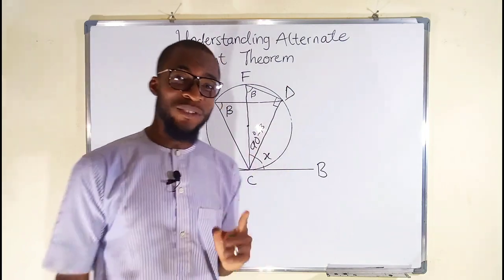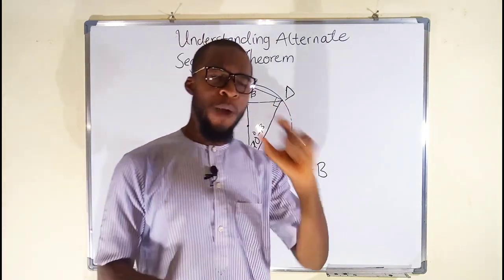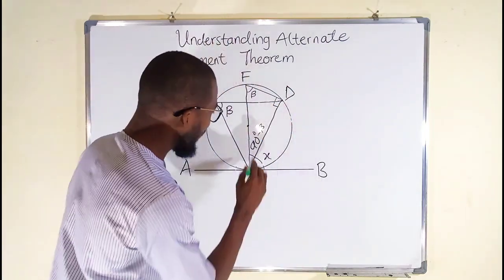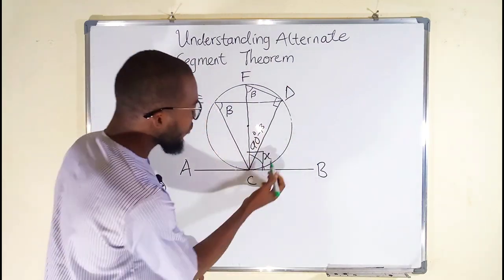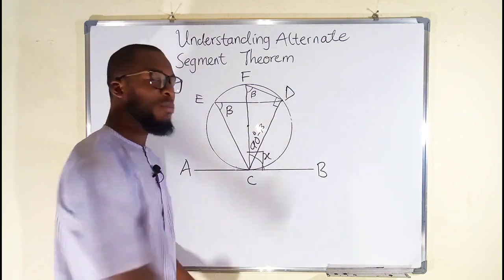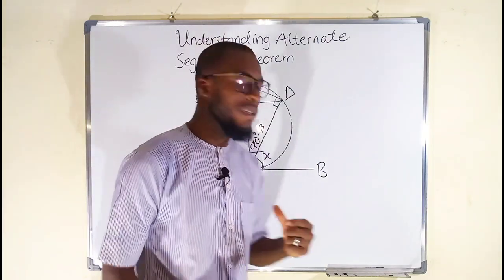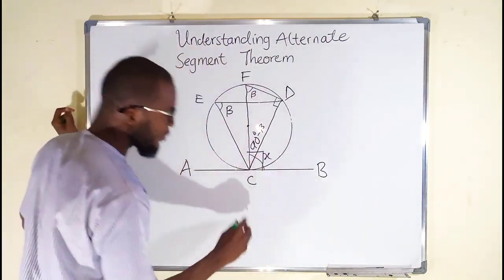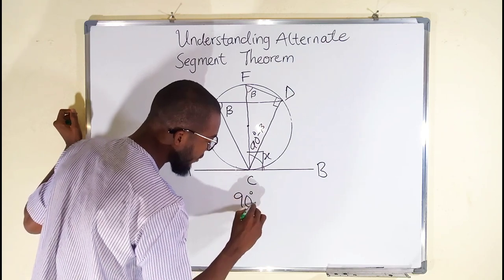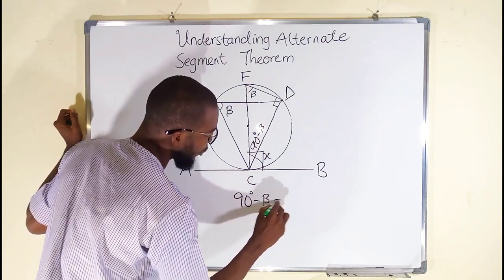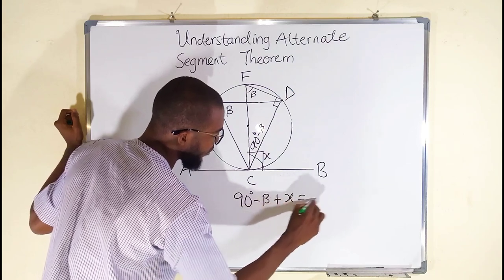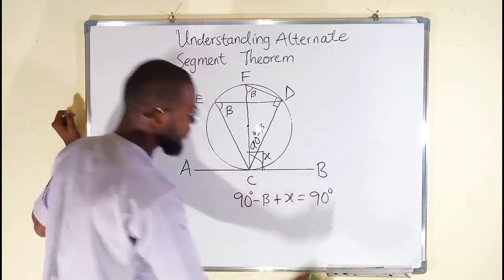Remember that a radius and a tangent form a right angle. Therefore, this angle right here is 90 degrees. And if you add X and 90 minus beta, you shall obtain 90 degrees. So let's see whether we're going to get beta. 90 degrees minus beta plus X is equal to 90 degrees.